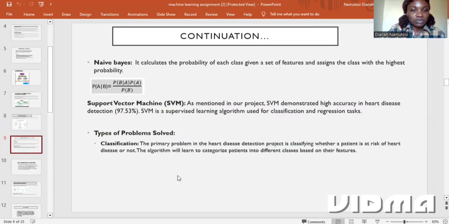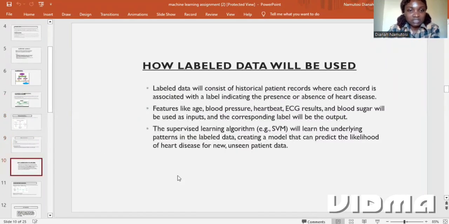Then for naive Bayes, we are going to use probabilities. The types of problems I've already talked about, and how we use that labeled data is that we're going to use these features, the patient data, and label it, then the model will be able to map it to the what?